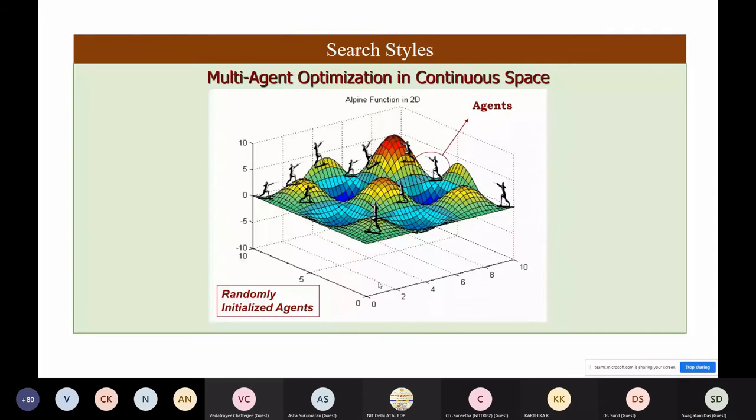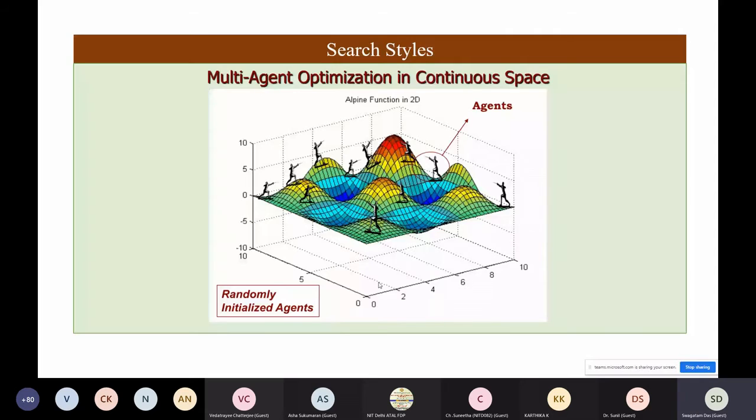These agents are basically the trial solutions, possible candidate solutions of the problem, and their locations could be perturbed or changed over time. They are scattered on this hilly, mountainous landscape that's called the alpine function landscape.